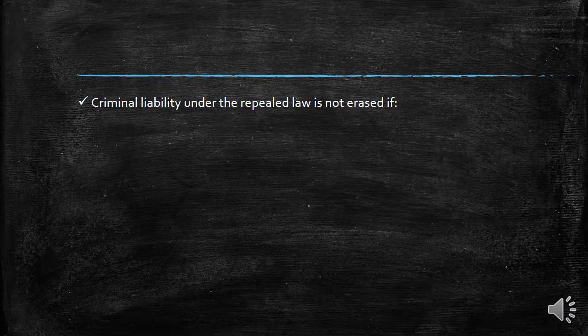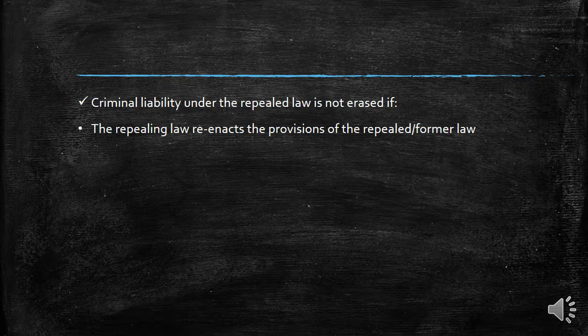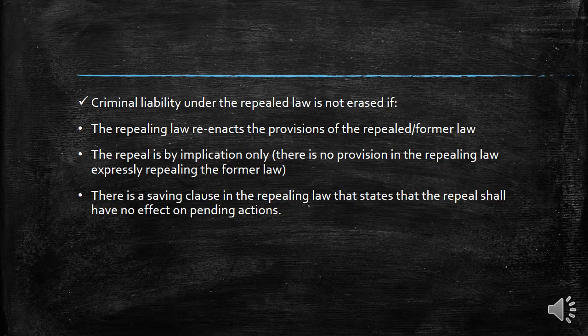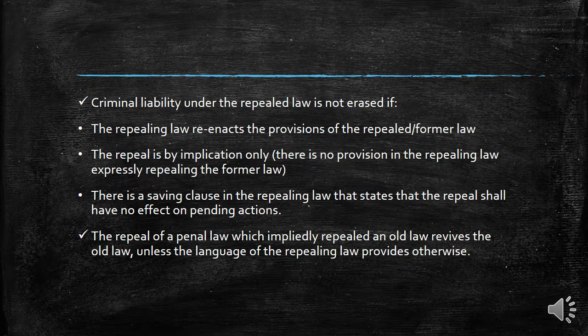Now, is there an instance, or are there instances where even if a penal law is repealed, criminal liability therein is not erased? The answer is yes, there are several instances. It happens when the repealing law reenacts the provisions of the repealed or former law. It also happens when the repeal is by implication only, meaning there is no provision in the repealing law expressly repealing the former law. It also happens when there is a saving clause in the repealing law that states that the repeal shall have no effect on pending criminal actions.